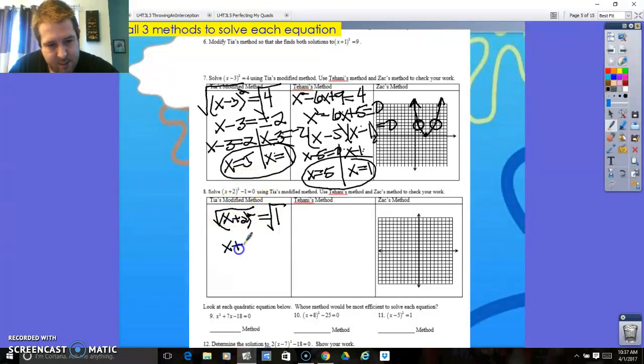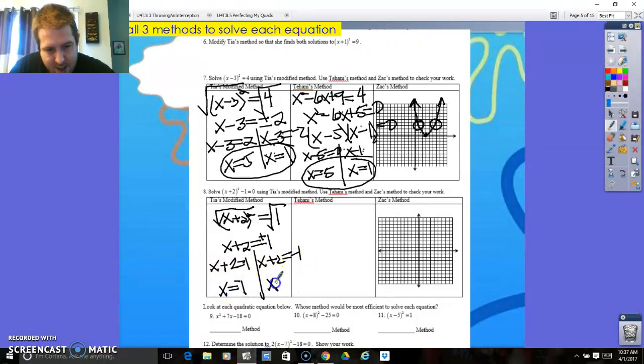So that leaves me with x plus 2 equals both positive and negative 1. Solve it twice. x plus 2 equals 1, and x plus 2 equals negative 1. Subtract 2 from both sides gives you negative 1 here. And subtract 2 from here, it gives you negative 3. So the answers are negative 1 and negative 3.